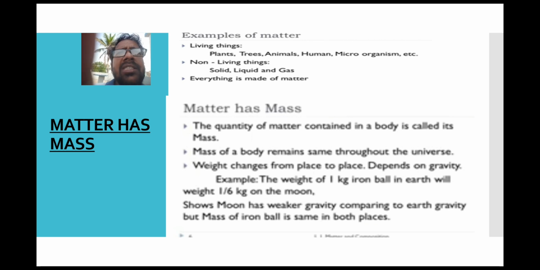Suppose your mass is 36 kg on the earth. You know what the weight of your body on the moon is? Just divide by 6, that is the 1/6 part. 36 divided by 6, you will have only 6 kg, because the gravitational force of the moon is lesser than the gravitational force of the earth. So that's why, my dear students, mass is a quantity but weight depends on gravitational force. Now move to the other page.